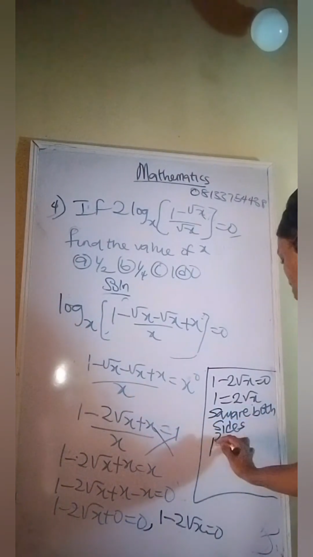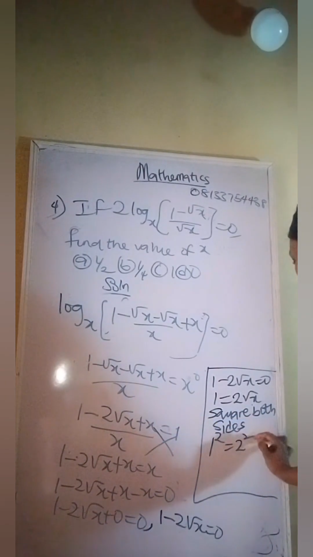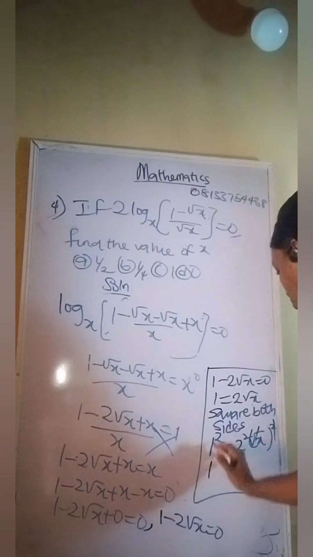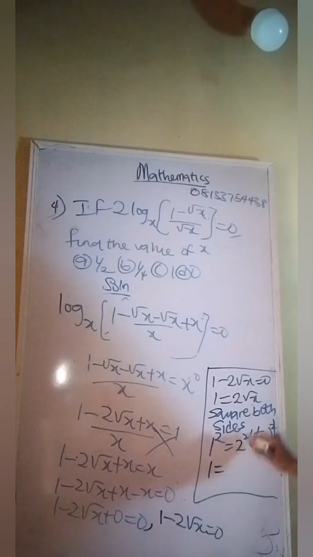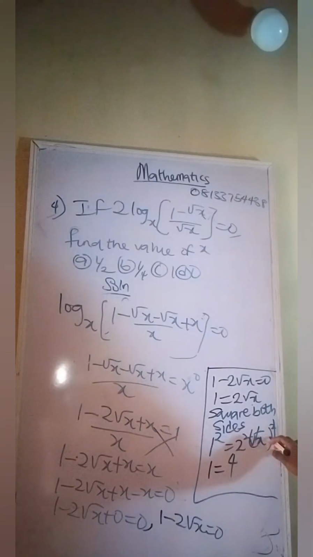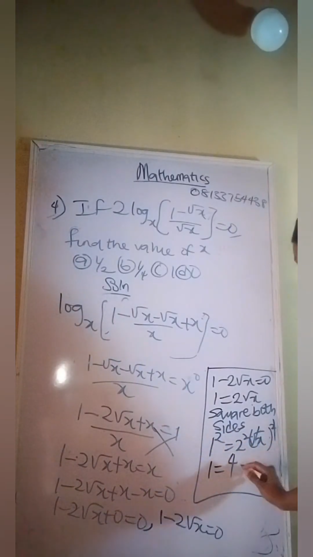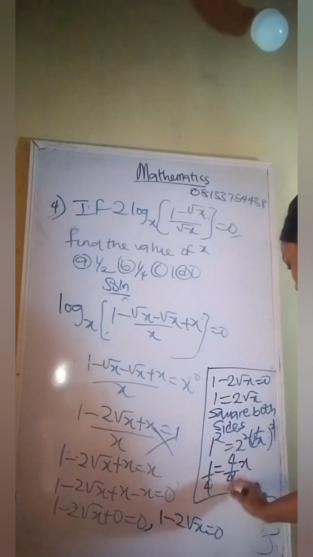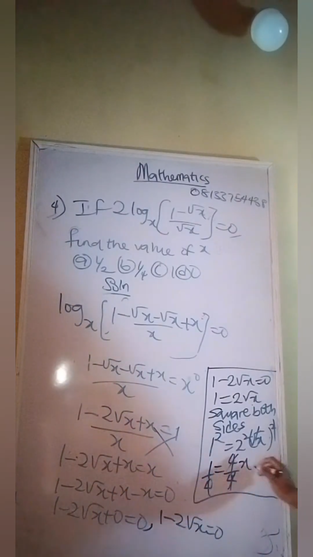So that will be 1 squared equals 2 square root of x, squared. So we cancel the square root, and we are left with 1 squared, which is 1, equals 2 squared, which is 4, times x. So we have already removed the square root, and this x is standing alone. So this is 4x. You divide both sides by 4, so x equals 1 over 4. That is our answer.